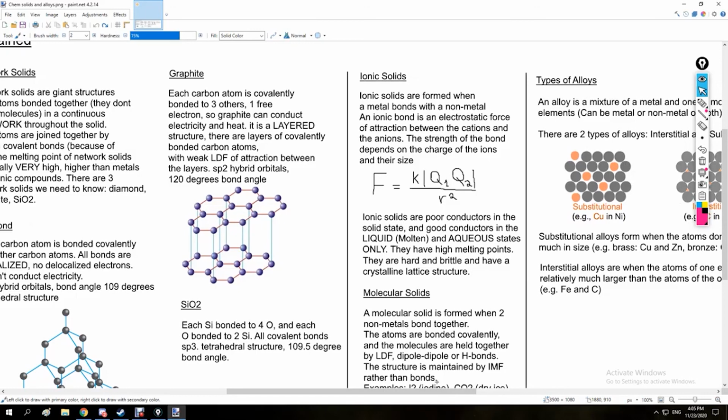And an ionic solid and an okay, sorry, cut that out. An ionic bond. Okay, three, two, one.